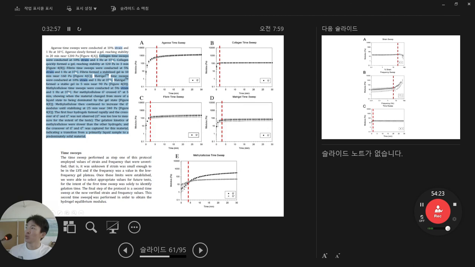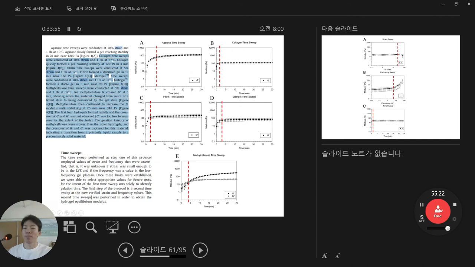So methylcellulose continues to increase the G double prime, stabilizing at 25 near 340. The first four hydrogels rapidly form and crossover. The gelation kinetics of methylcellulose was slower than the other hydrogels. Transition from a preliminary sample to a polymer solution gel. So they expect all kind of gel already gelated, and then they want to measure the stabilization time. But somehow this methylcellulose gel, they didn't gelate that much. So they show this transition time point change, and this time point change can also be referred to the gelation time of this material.